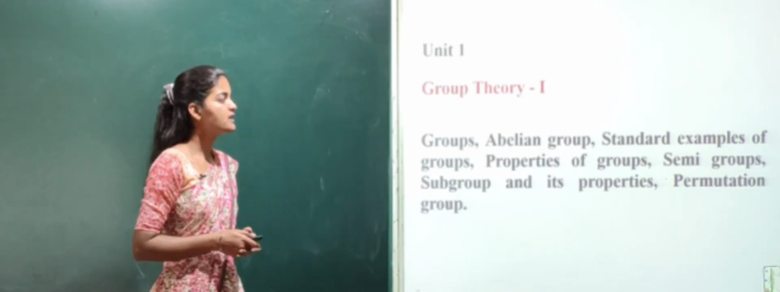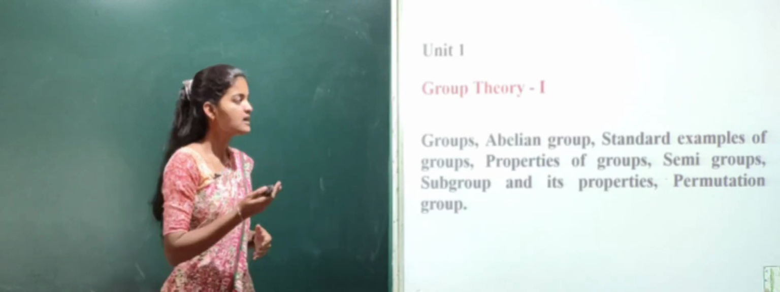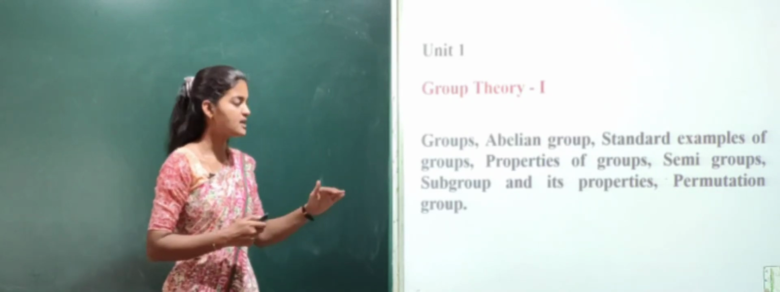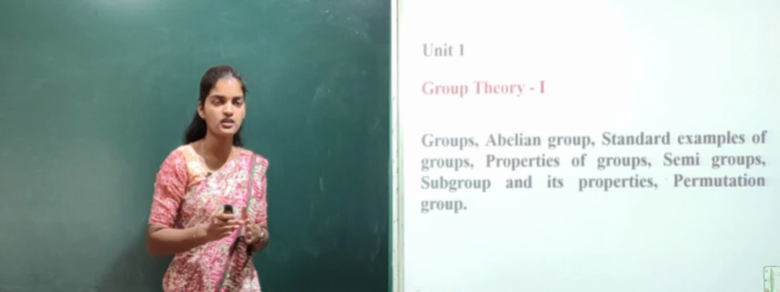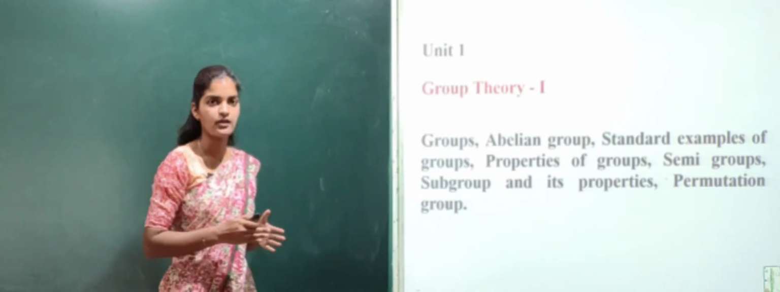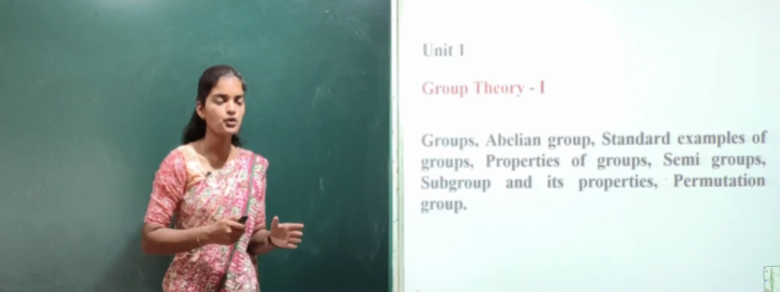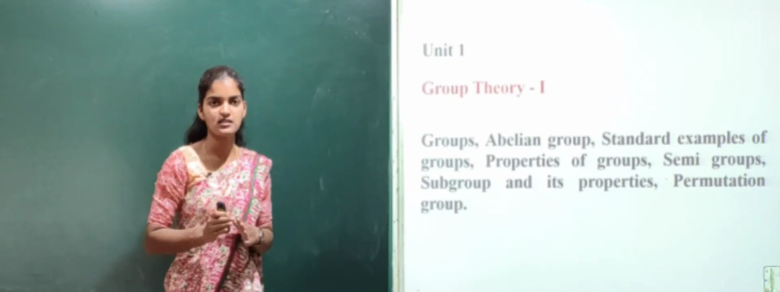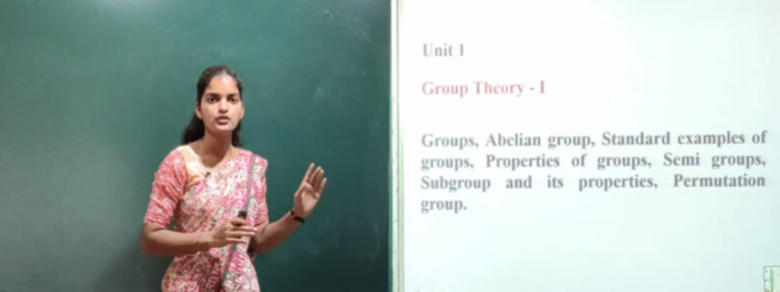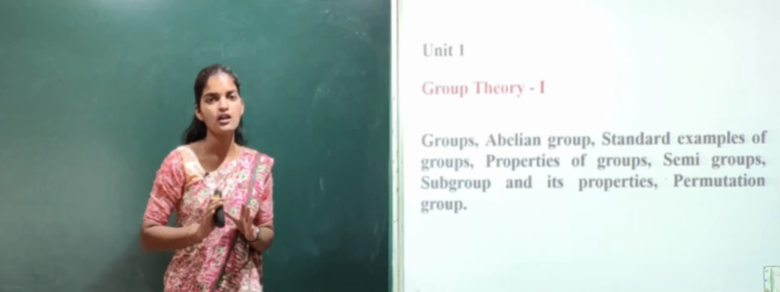Next come properties of groups and then semi-groups and subgroups. This subgroup is very important and its properties are also very important. Next comes permutation group. This permutation group is the last point in unit 1. So this is about unit 1, that is your group theory.